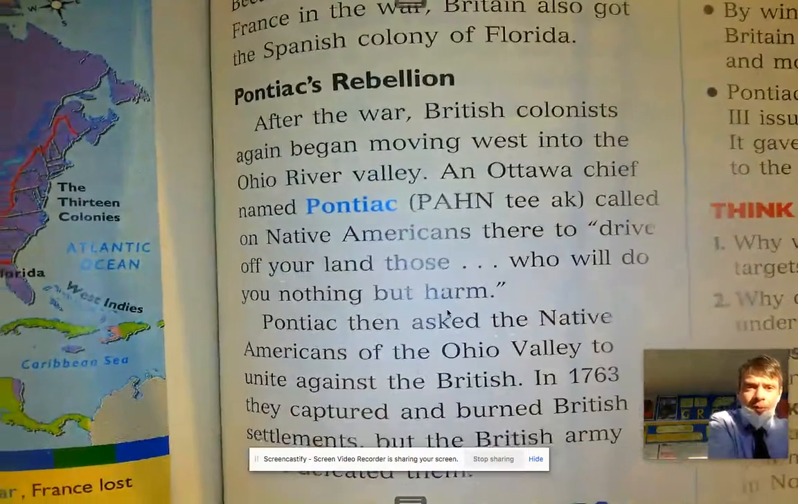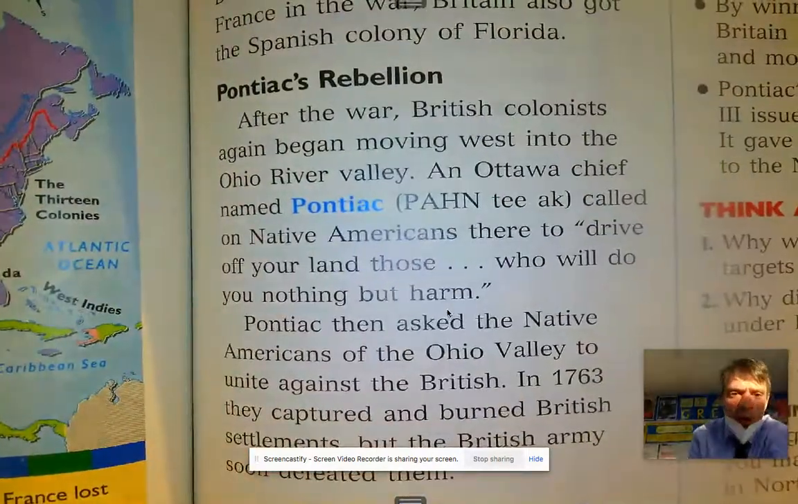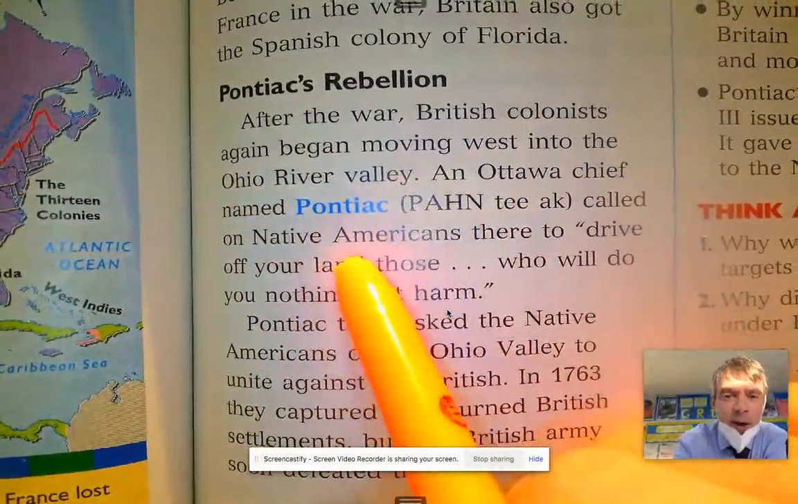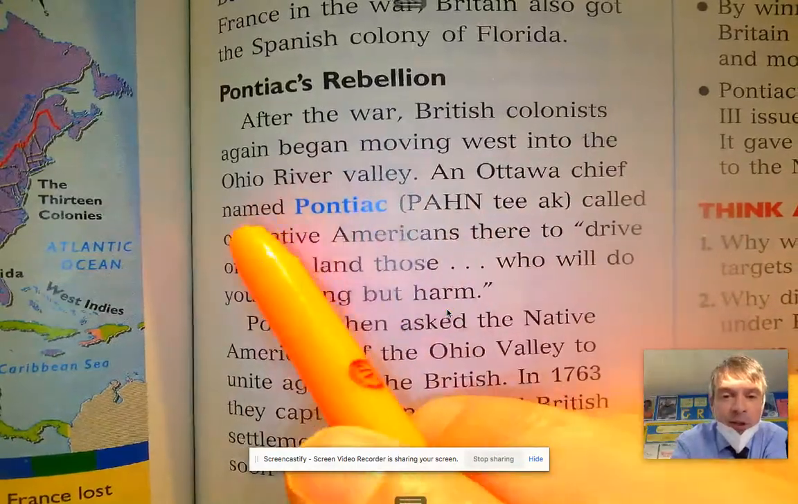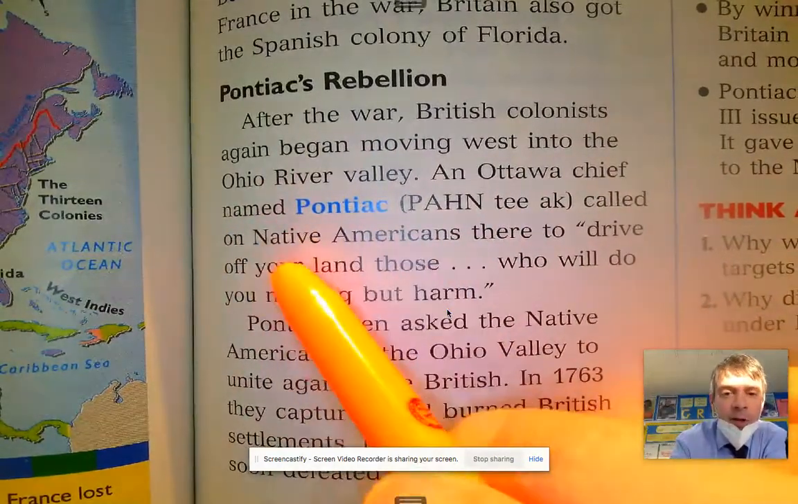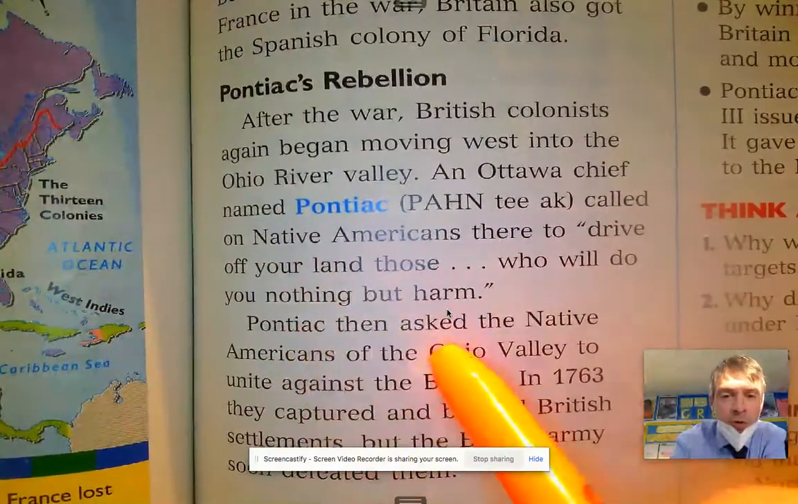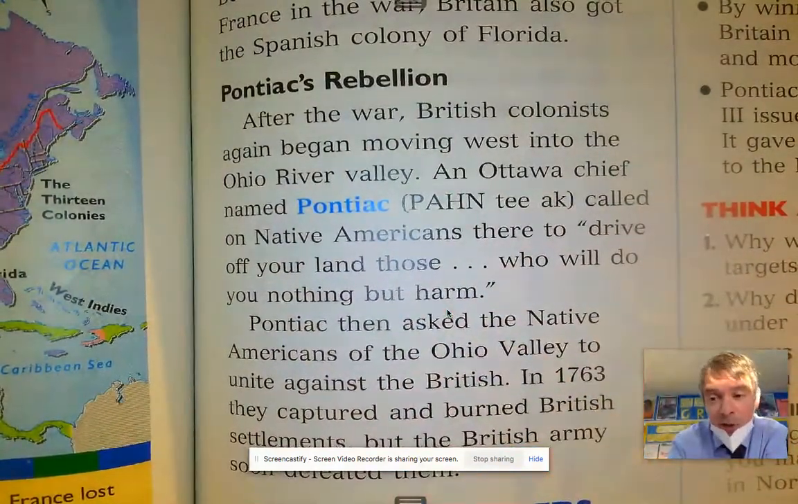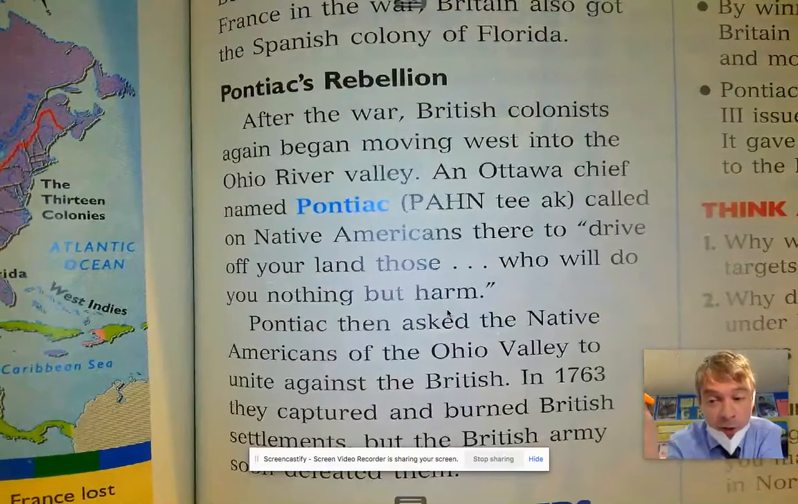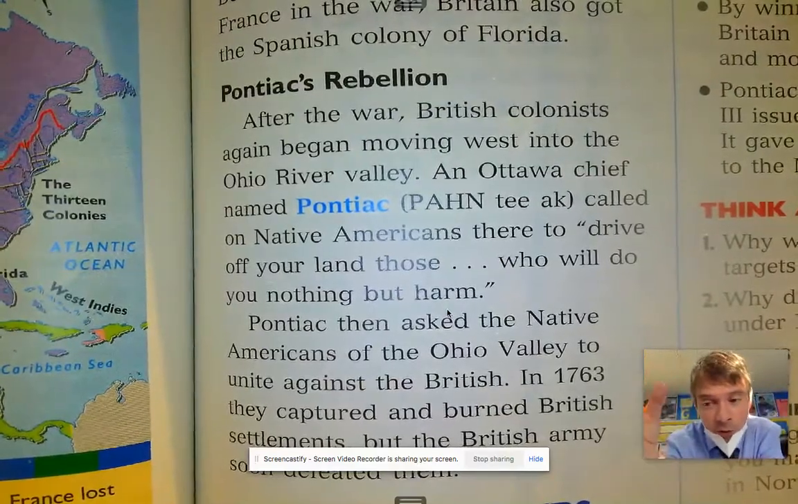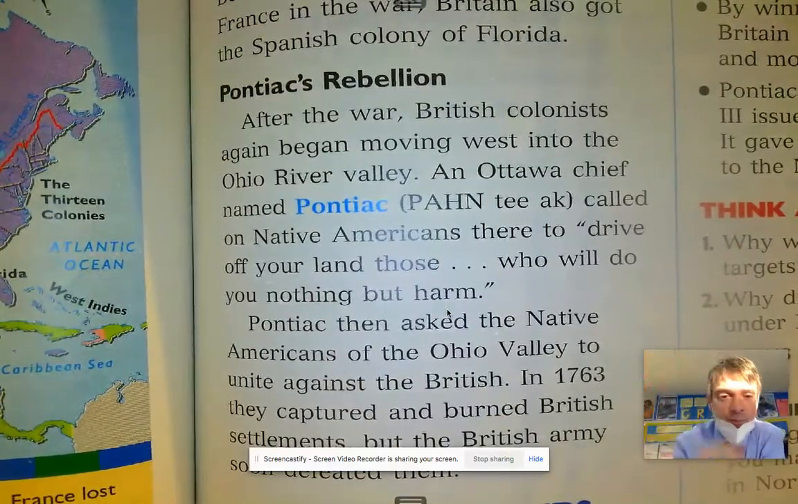Pontiac's Rebellion. After the war, British colonists again began moving west to the Ohio River Valley. An Ottawa chief named Pontiac called on Native Americans there to drive off your land those who will do you nothing but harm. So this Native American chief was like, hey, we need to get rid of the British. They're taking our land. They're doing us no good. We need to join together and fight against them.